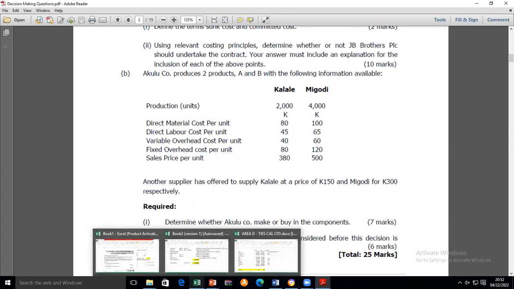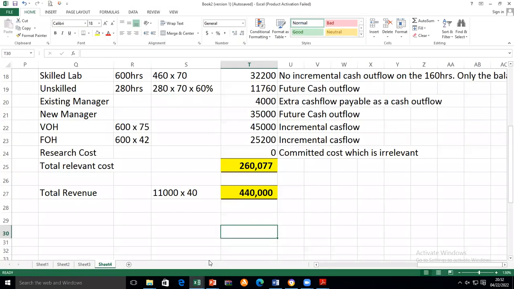Have you seen my comparison there? Can you see that comparison? Yes. So the one we have done, this, as compared to the offer. The offer is going up to 440,000, but what we have calculated is 260,000. So should we go ahead? So we decline the offer. The revenue that will be paid is 440. Your costs are 260.